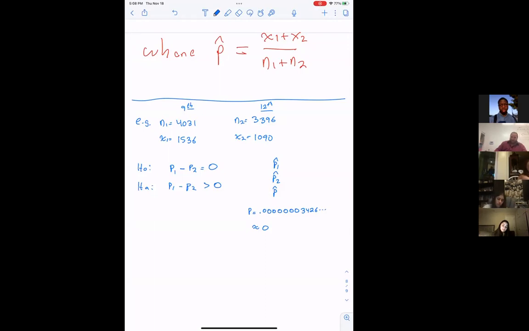Anyways, so that is the null hypothesis approach. Now let's go ahead and do the confidence interval approach. Let's find a confidence interval for P1 minus P2. What would my confidence interval be? Where would I go? How would I find a confidence interval?